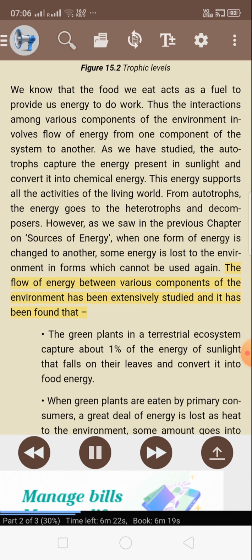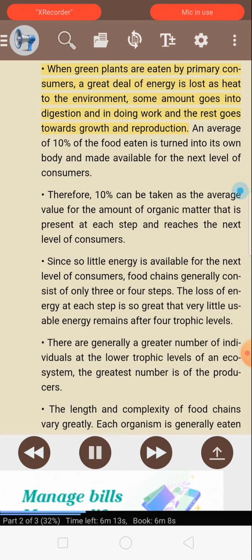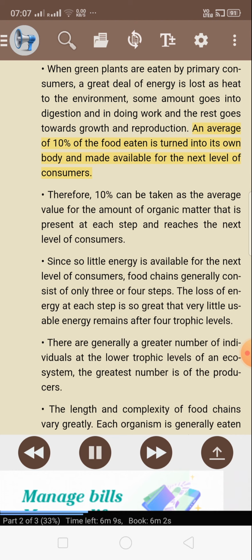The flow of energy between various components of the environment has been extensively studied, and it has been found that the green plants in a terrestrial ecosystem capture about 1% of the energy of sunlight that falls on their leaves and convert it into food energy. When green plants are eaten by primary consumers, a great deal of energy is lost as heat to the environment. Some amount goes into digestion and in doing work, and the rest goes towards growth and reproduction. An average of 10% of the food eaten is turned into its own body and made available for the next level of consumers. Therefore, 10% can be taken as the average value for the amount of organic matter that is present at each step and reaches the next level of consumers.